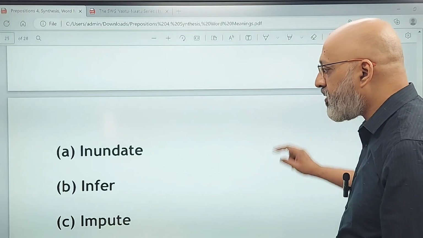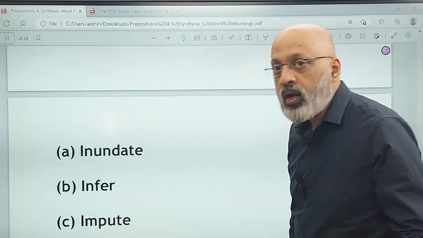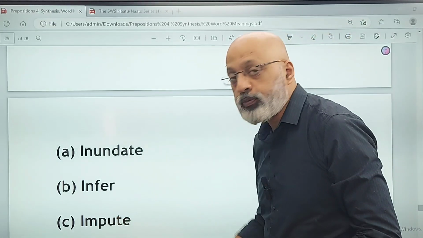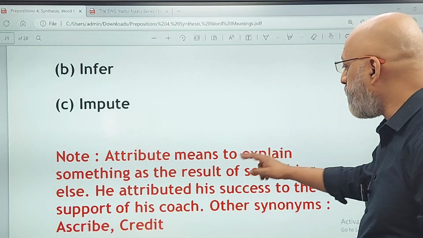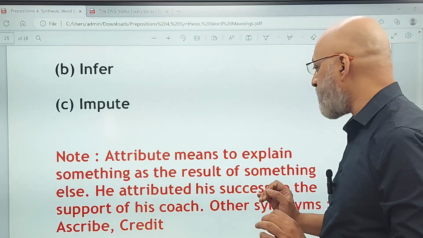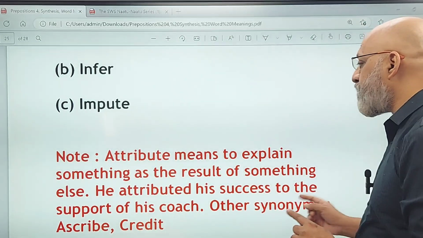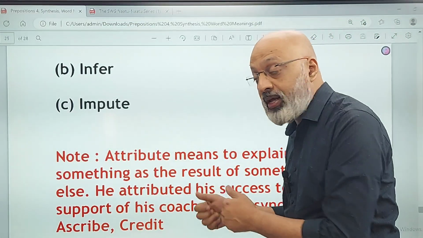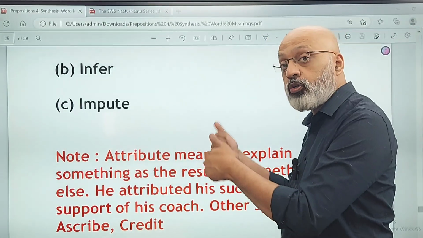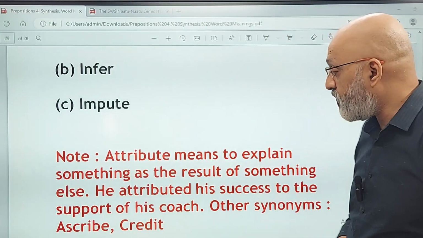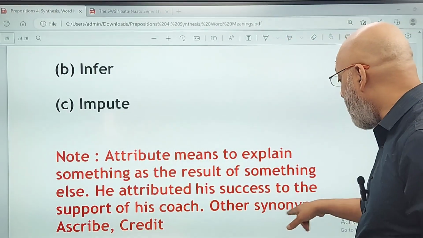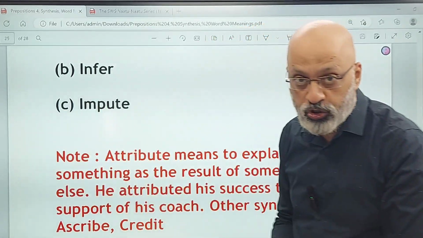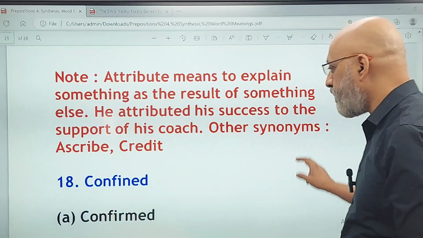Attribute, inundate, infer or impute. You attribute motives to somebody, right? So the correct option is C. In fact, attribute means to explain something as a result of something else. He attributed his success to the support of his coach. कि मेरे को जो सफलता मिली है ये मेरे कोच की वजह से मिली है, मेरे टीचर की वजह से मिली है, मेरे टीचर या कोच ने जो मेहनत की है उसकी वजह से मेरे को ये सफलता मिली है. So he kind of credited. So the other synonyms will be ascribe or credit. He credited his success to his coach, to the hard work put in by his coach.